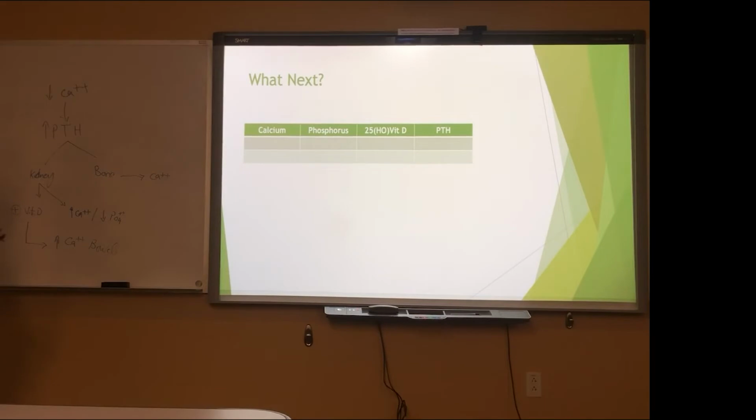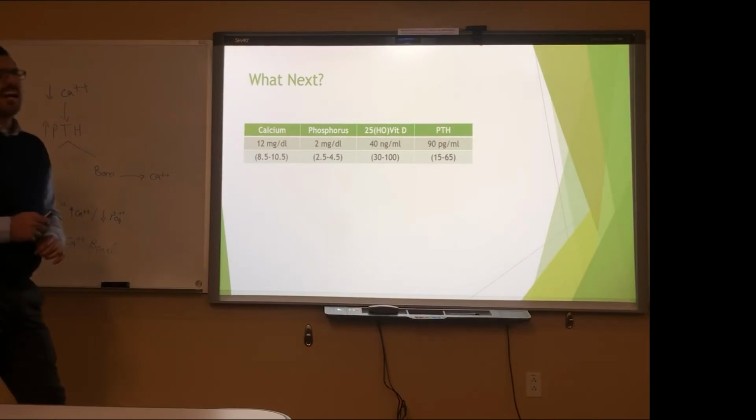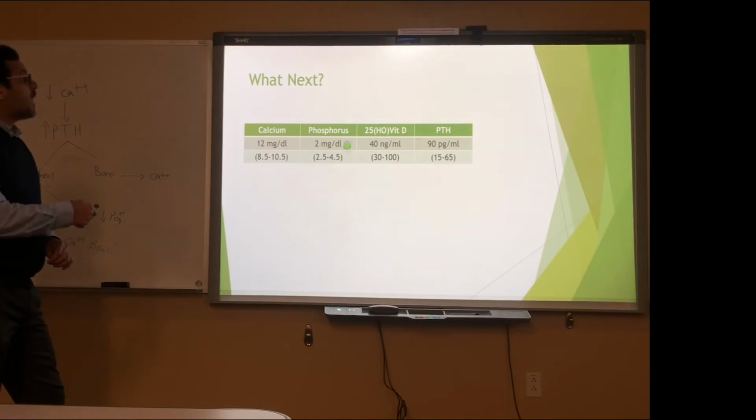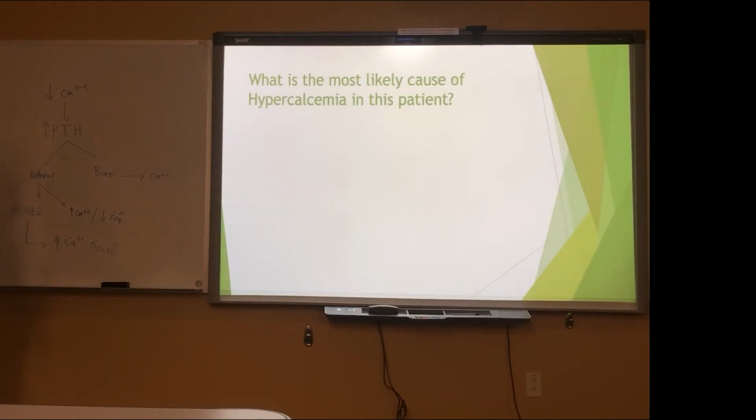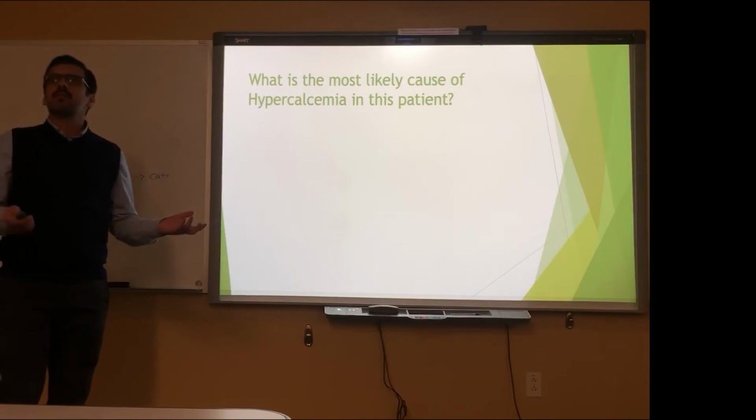What do you think this patient has? Let's see. This patient has calcium of 12, normal vitamin D, high PTH of 90, the normal value up to 65, and low phosphorus. Okay. So what do you think the most likely cause of this patient's hypercalcemia is?